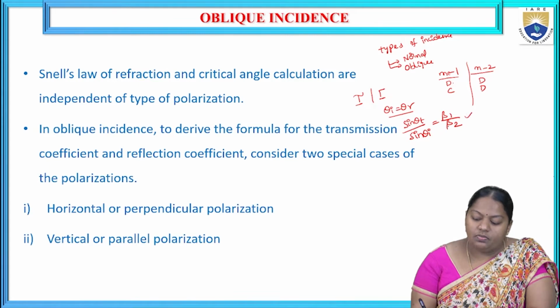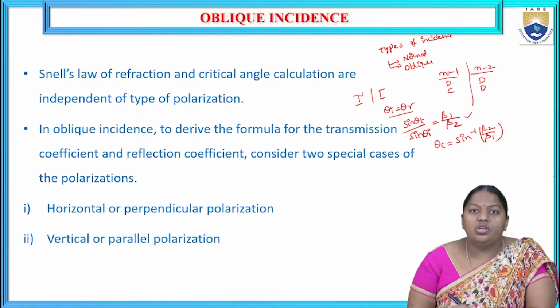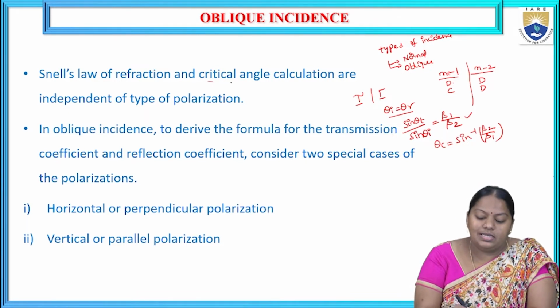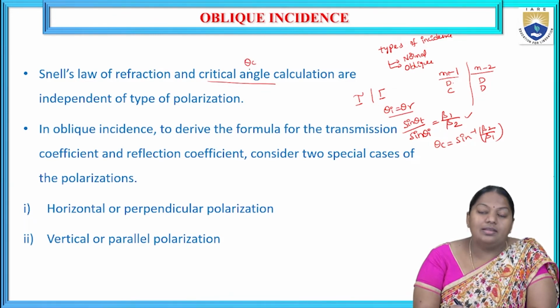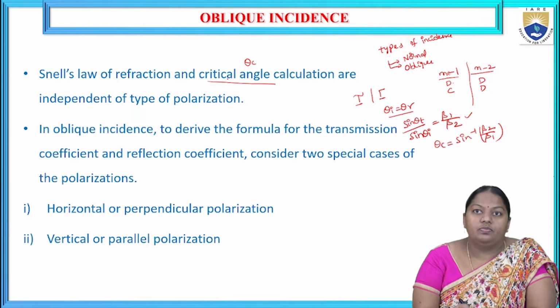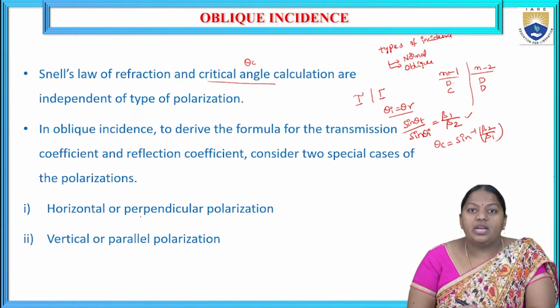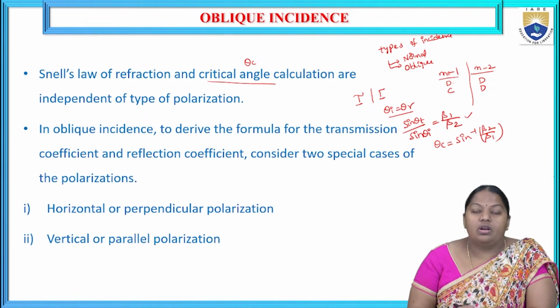Depending upon this, we get one of the angles called theta c, which is sine inverse of beta 2 by beta 1. That is Snell's law of refraction and the critical angle. What do you mean by critical angle? It is the angle at which total internal reflection takes place, and it is represented by theta c. Generally we use theta for angle, and c stands for critical. So Snell's law of refraction and critical angle calculations are independent of the type of polarization.